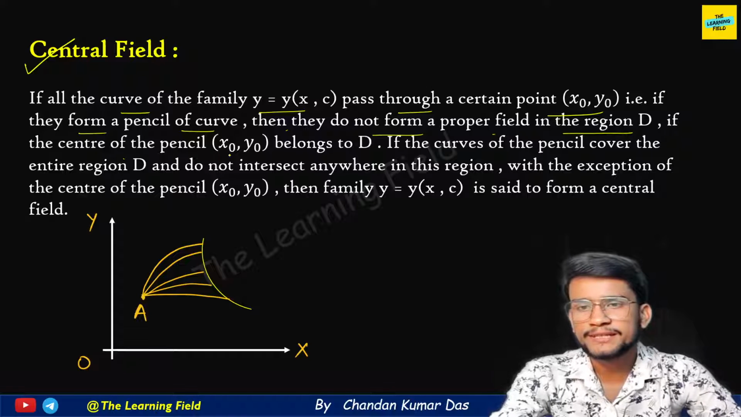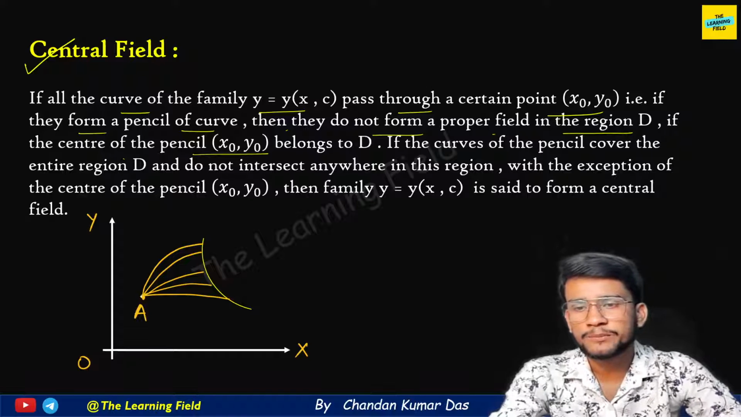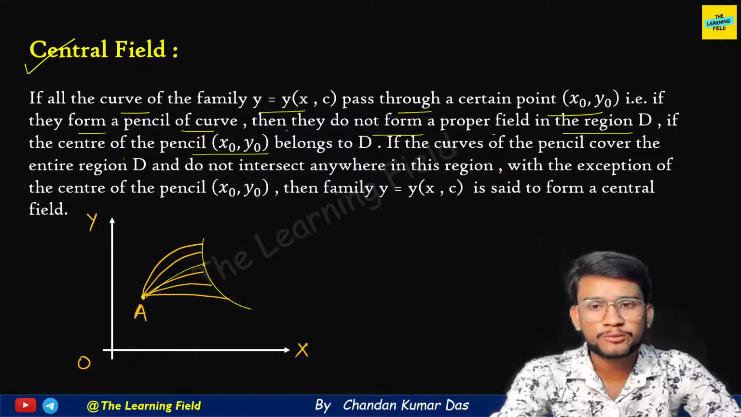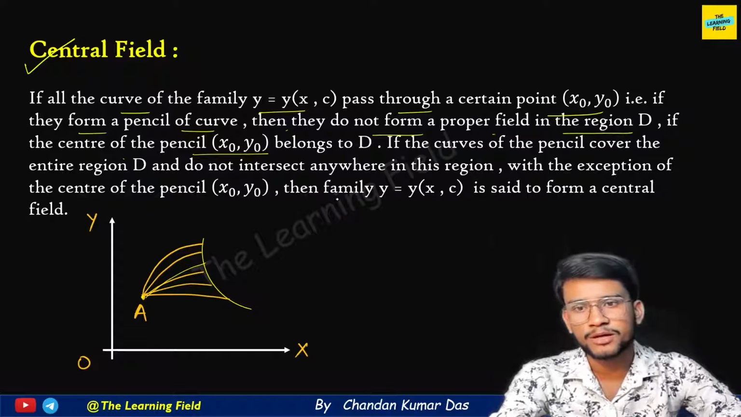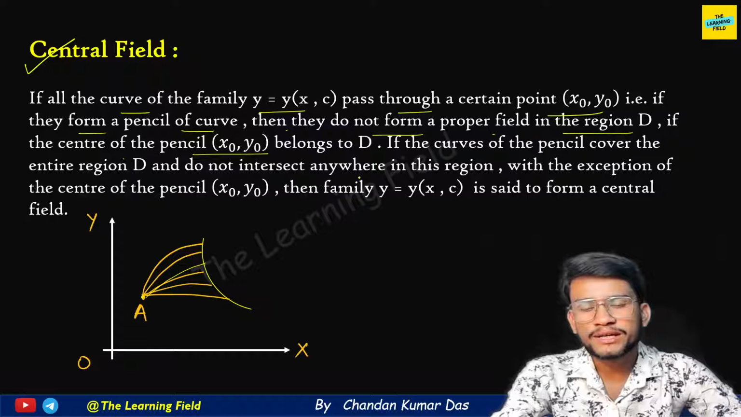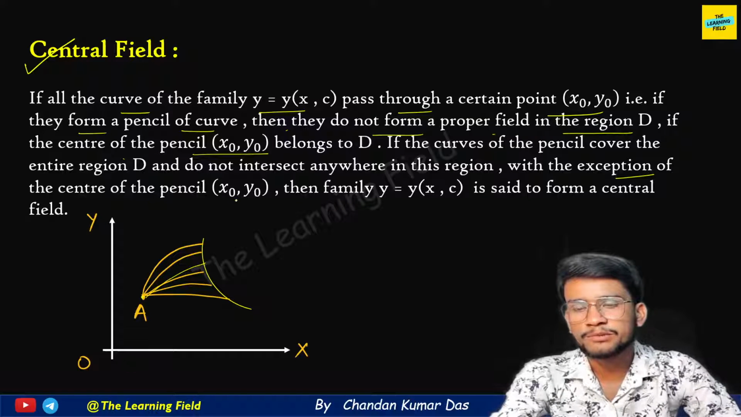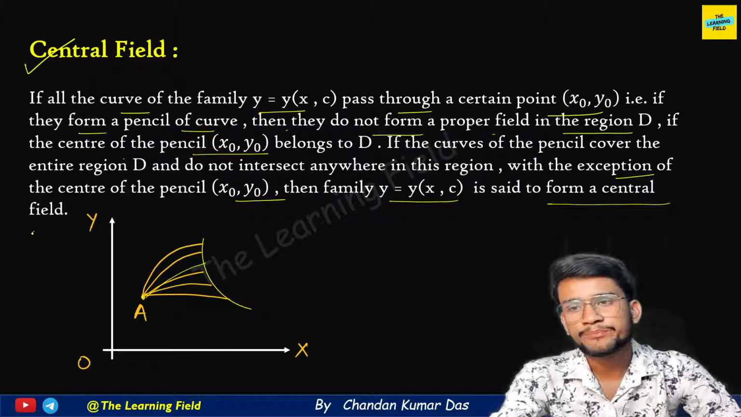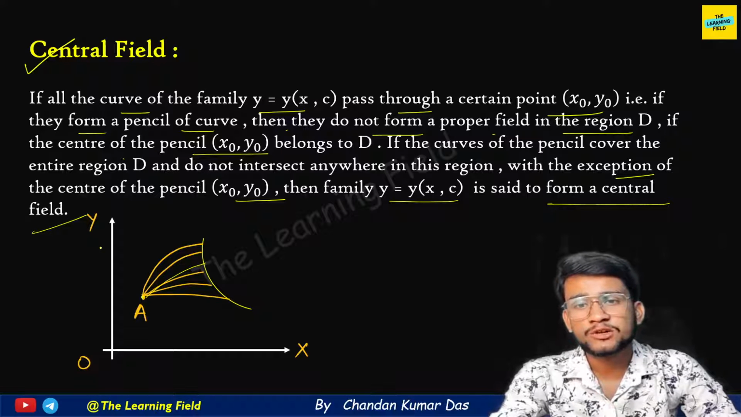If the center of the pencil is x0, y0 — a pencil of curves means that from one point, many curves are being formed. So this set of curves is what we call a pencil of curves. Okay, and if they do not intersect anywhere in the region, with the exception of the center of the pencil x0, y0, then the family y equal to xc is said to be a central field. Okay, so this is the definition of a central field.